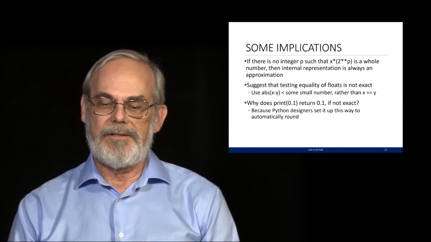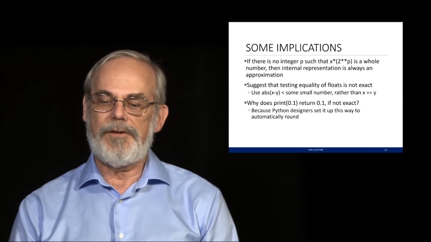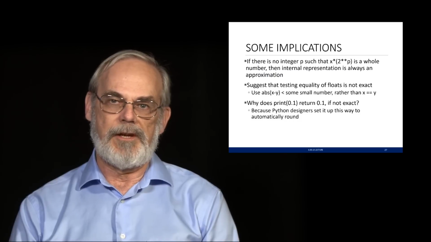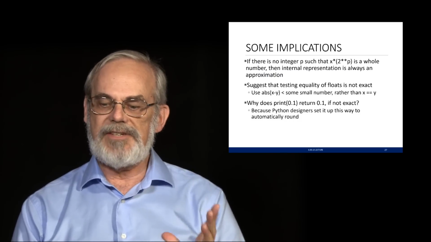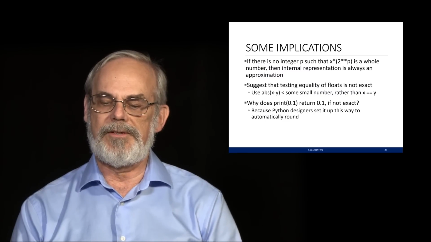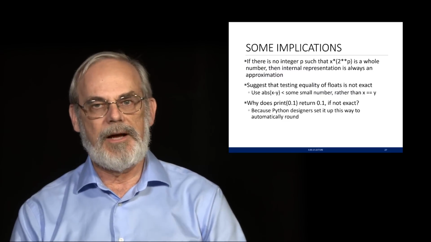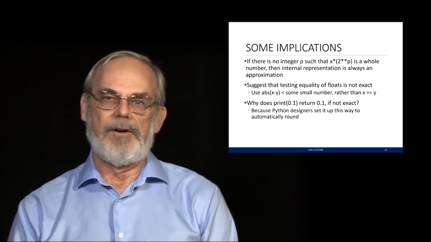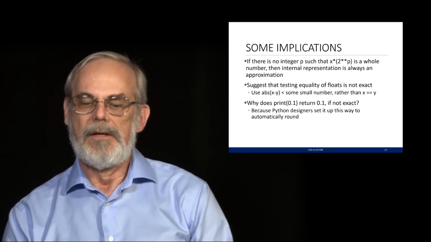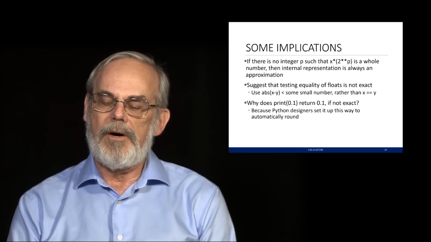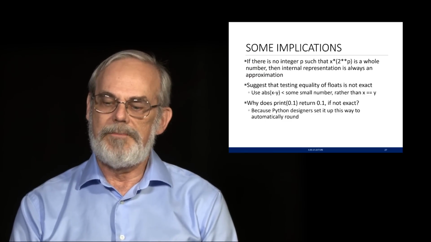What are some of the implications of this? If there is no integer p such that a power of 2 multiplied by x gives me a whole number, then the best I'm going to get is an internal representation that's close, which is why I won't get something exactly right. And obviously, I'm only going to do this so many times before I run out of powers of 2 to use. It also suggests that when you want to test equality of floats, you should be careful.